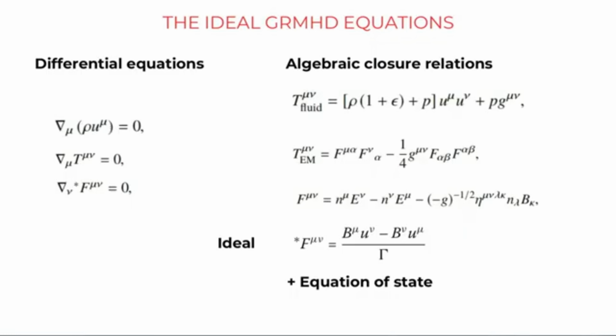And the stuff that we will be conserving will be particle number density. So this is the conservation of particles, or the conservation of mass. We will also be solving the conservation of energy and momentum. So this is the energy momentum tensor. And we will be solving the homogeneous Maxwell equations that can also be interpreted as a conservation of magnetic flux.